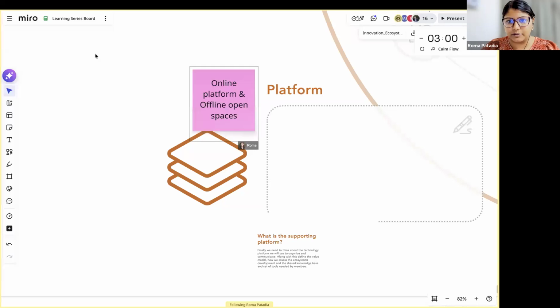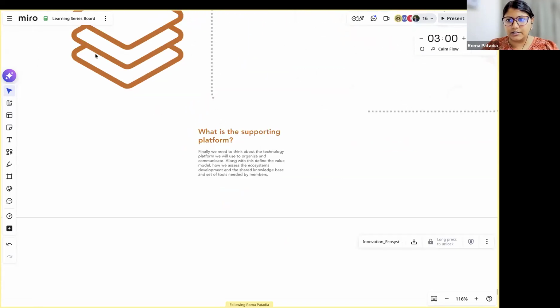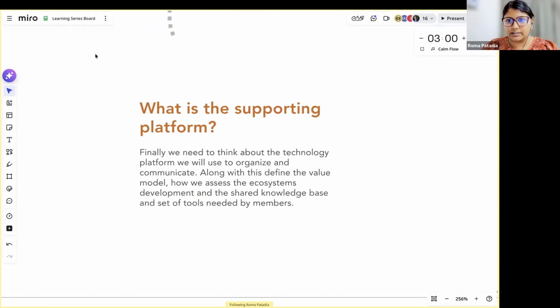What kind of platform, online platform and offline, or an offline open space that you may require to support this ecosystem and make these activities happen. So just reading out from what is on the canvas, what is the supporting platform? Finally, we need to think about the technology platform we will use to organize and communicate. Along with this, define the value model, how we assess the ecosystem's development and the shared knowledge base, and set of tools needed by members.